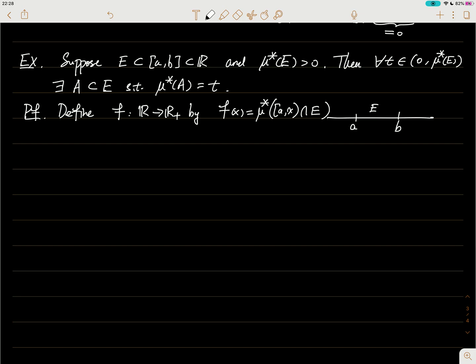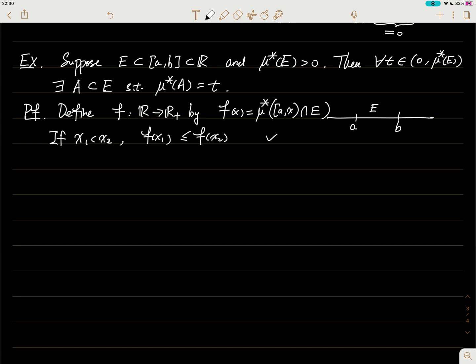Now I'm going to show that this f is a continuous function. Actually, not just continuous, it's a Lipschitz continuous function with Lipschitz constant 1. In order to show that, first of all, we can show that the function f is non-decreasing. The reason is if you plug in another value that is bigger than this x, then you have a bigger set, and the intersection of this set with E is bigger than the previous one, so the outer measure is also bigger, right? So it's easy to show that if x1 is less than x2, then f of x1 must be less than or equal to f of x2. This is easy to check.